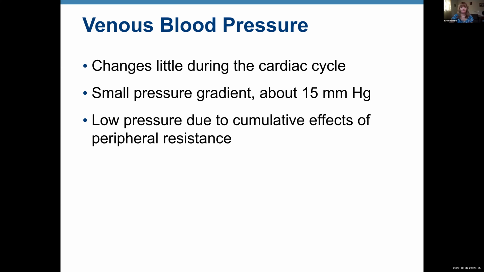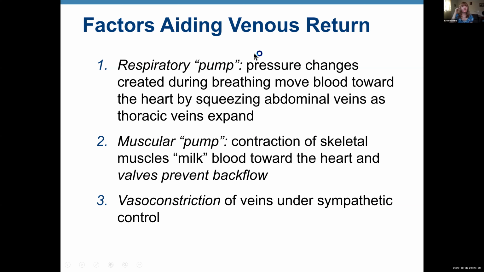Now, venous blood pressure. Venous blood pressure changes little during the cardiac cycle. It has a small pressure gradient, about 15 millimeters of mercury, and low pressure due to the cumulative effects of peripheral resistance. So there is small blood pressure in veins and venules. Now think about it: if we have a very low pressure gradient in the veins, we still need to return blood back to your heart, right?